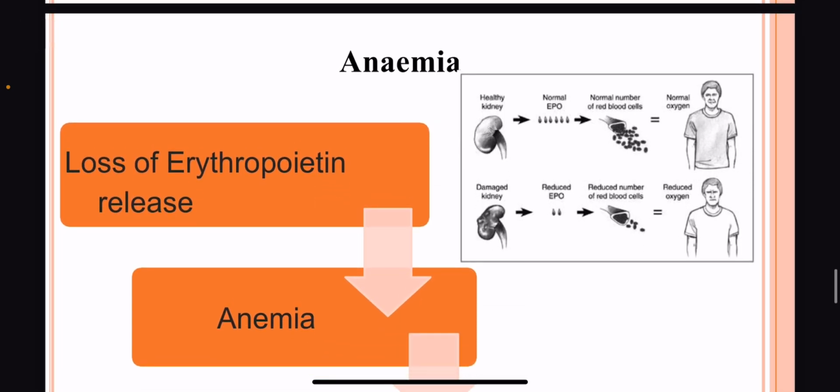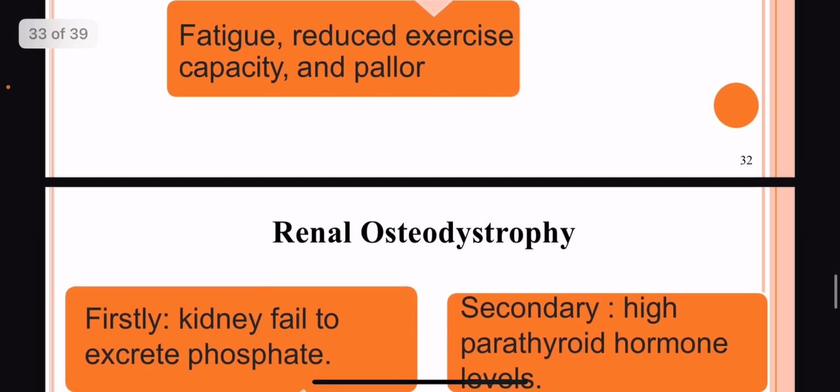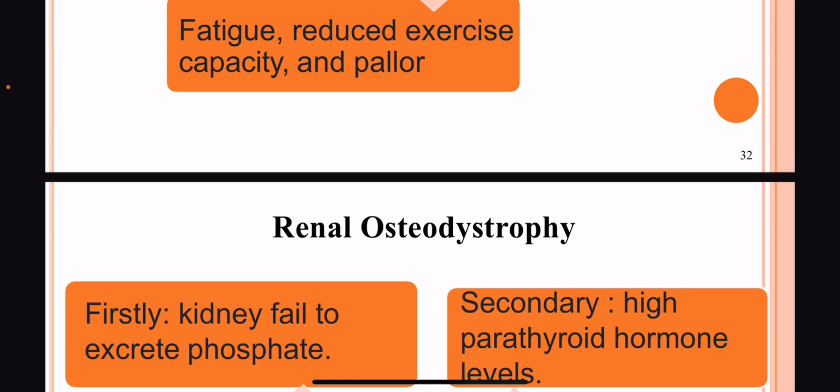In anemia, there is loss of erythropoietin release, which means red blood cell production has decreased, or the red blood cells' hemoglobin, which has the ability to carry oxygen, is impaired. That leads to anemia, which collectively causes fatigue, reduced exercise capacity, and pallor.